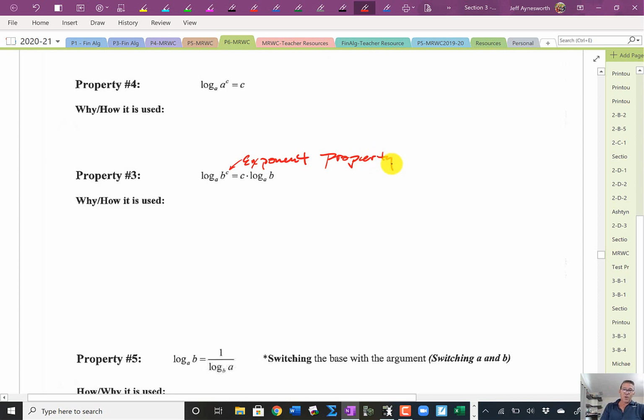Notice here that log base a, again, is the base, and c is the exponent. You can shift that exponent to the lead coefficient. Notice that it is equal to c times log base a of b. So you can shift that. Let me show you how it's used. I'll play with it, and then I'll use it up in property number 4.